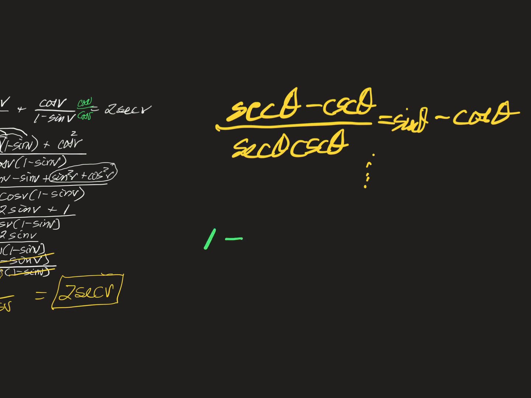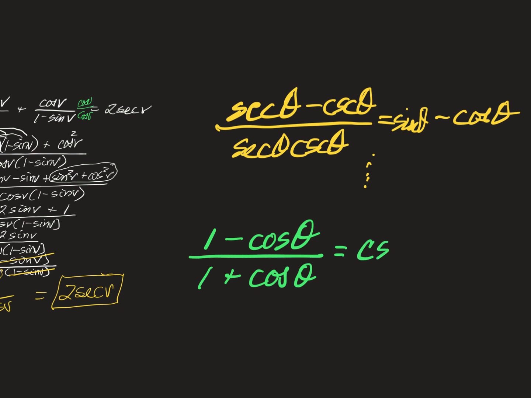It's 1 minus cosine theta over 1 plus cosine theta equals cosecant theta minus cotangent theta, squared. Now, if you can do this one, you're an absolute expert. That's all I'll tell you. I would not try it, all right?